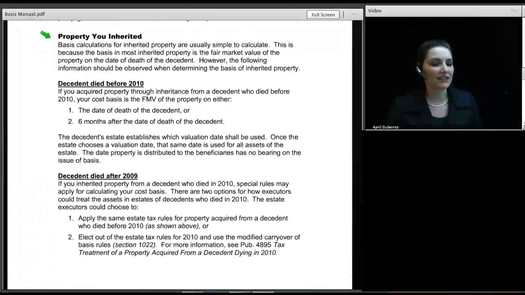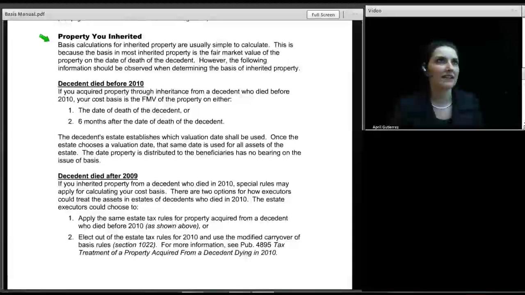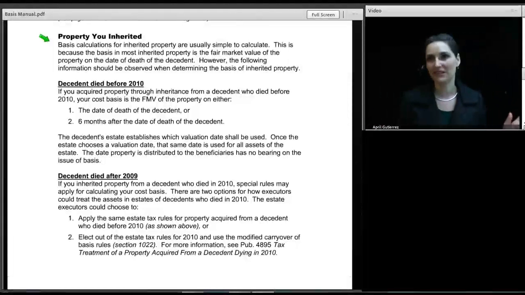Next topic in line is property you inherited. Now, inherited property, I consider that to be a dream. All you need to know is when the person died. For the most part, what was the date of death, and the riddle is solved.